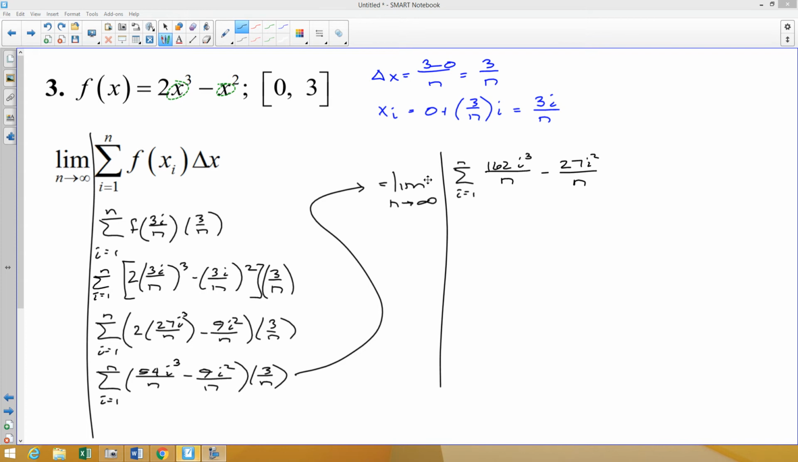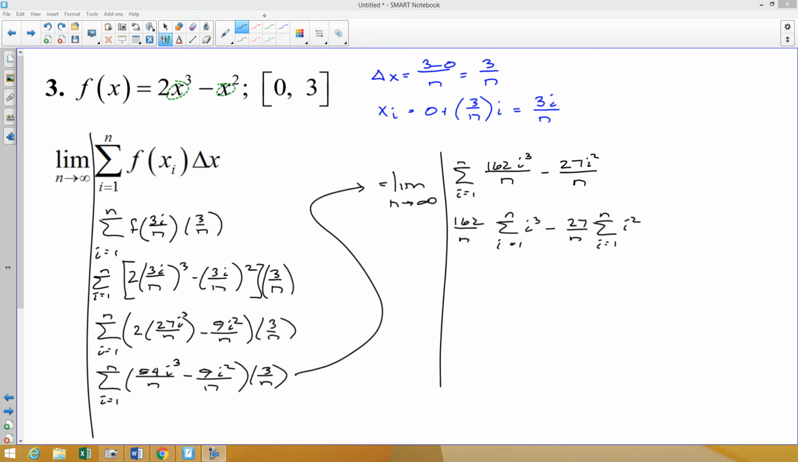And now that I've gotten to this point, I can break up my summation notation into the difference of two sums, and I will pull out any constants, that being the 162 over n and the 27 over n. So I have 162 over n times the sum of the first n cubed integers, i goes from 1 to n. And then here I'll pull the 27 over n out. i goes from 1 to n of i squared.